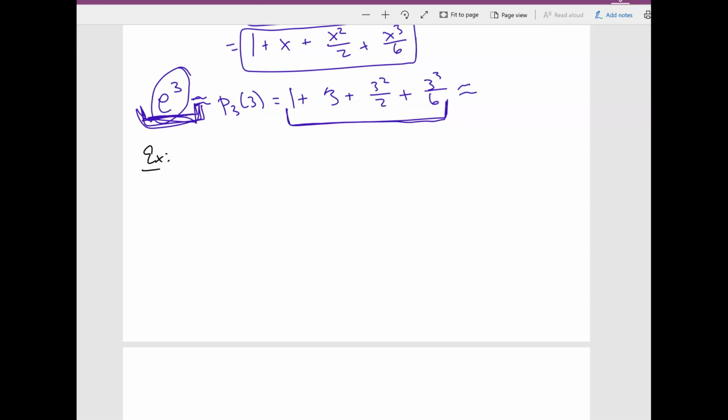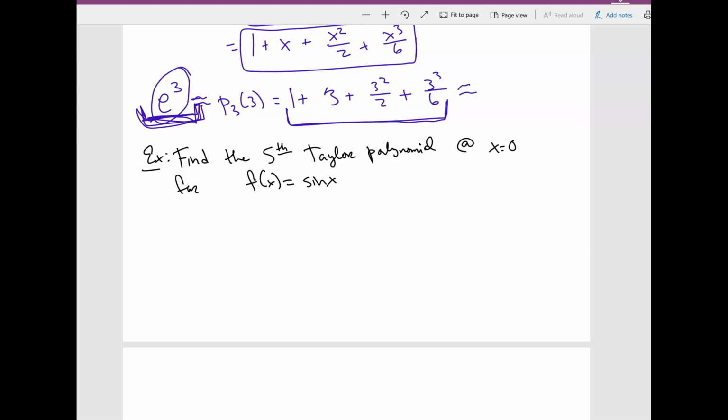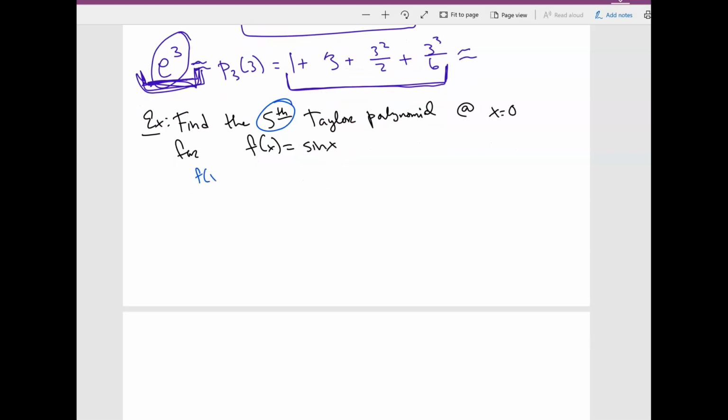Okay, so let's say we want to find the fifth Taylor polynomial at x equals 0 for f of x equals sine of x. What we want to do first is remember that since we want the fifth degree polynomial, that's going to require 5 derivatives. So first we're going to start off with f of x equals sine of x.